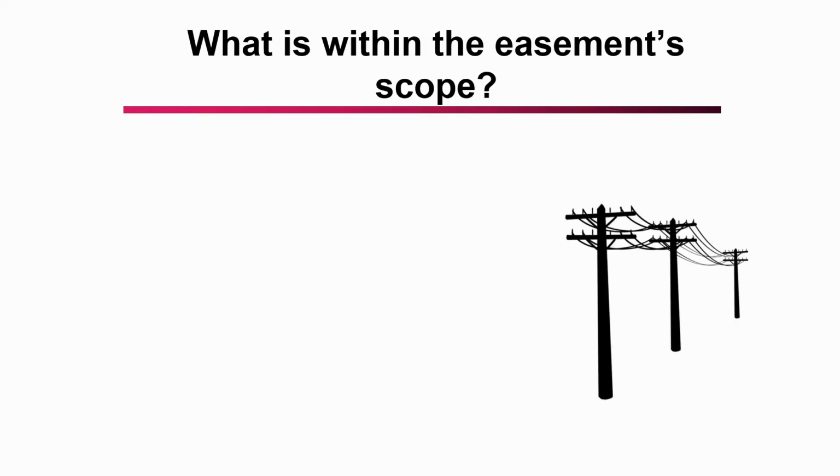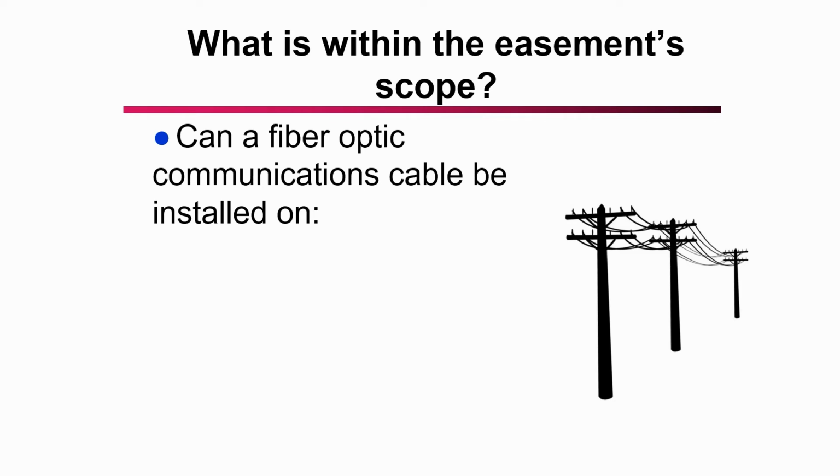It can only benefit the original dominant land. Now, questions about what's within an easement scope are often litigated. In fact, one of the most common types of litigation these days is whether a fiber optic communications cable can be installed on an existing easement. You can easily see that communications companies, if they had to go out and acquire brand new easements for fiber optic cables, would incur huge amounts of expense. So they'd much prefer to piggyback on an existing easement.